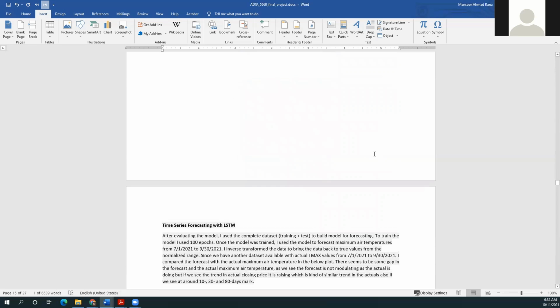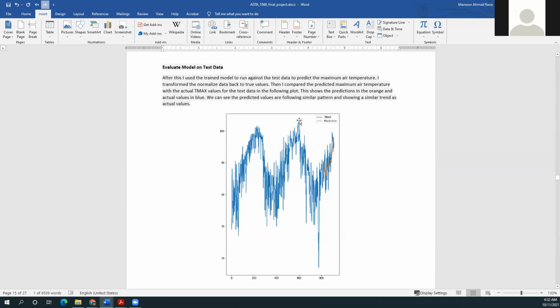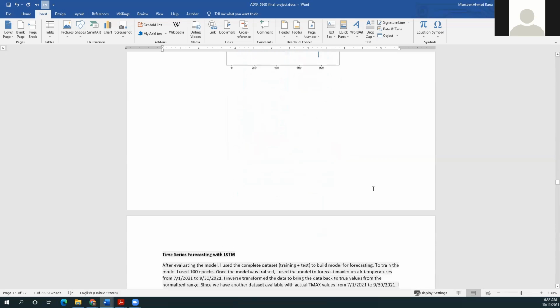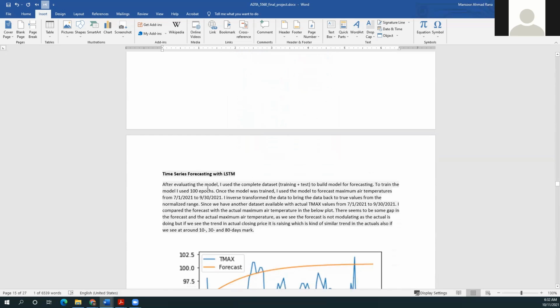So after this, we have evaluated that the model is generating good output, and we can train it for the forecasting model. So we will use both the training as well as test data set together to train the forecast model, and we are still using the 100 epochs over here.